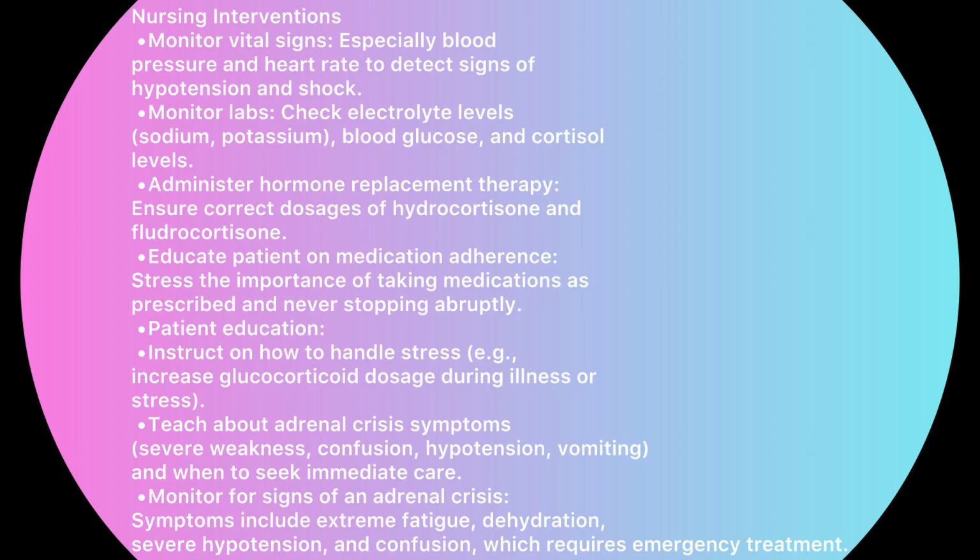And the nursing management includes: monitor patient vital signs, especially blood pressure and heart rate, to detect any signs of hypotension and shock. Monitor lab values, administer hormone replacement therapy, ensure correct dose of hydrocortisone and fludrocortisone, educate patient on medication adherence, patient education regarding how to handle stress, teach about adrenal crisis symptoms: severe weakness, confusion, hypotension, vomiting, and when to seek medical care. Monitor for signs of an adrenal crisis. Symptoms include extreme fatigue, dehydration, severe hypotension, confusion, which requires emergency treatment.